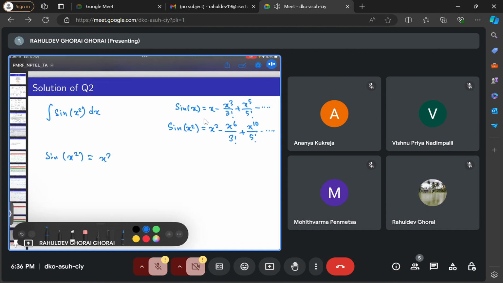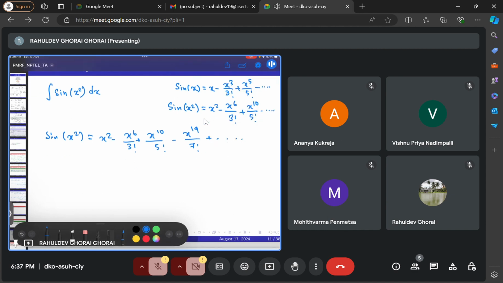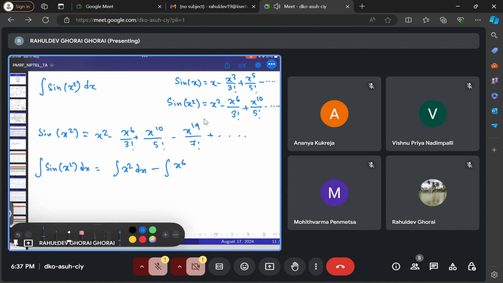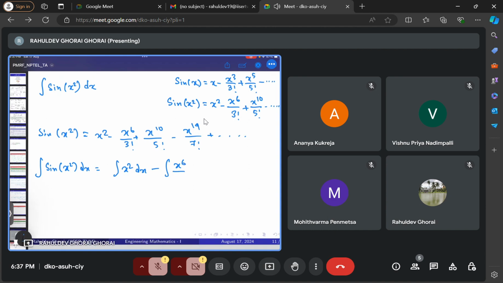Let's write a few more terms, then you will understand. It will be x square minus x to the power 6 by 3 factorial plus x to the power 10 over 5 factorial minus x to the power 14 over 7 factorial, and keep on going. So it is a series. Now if we integrate, for each term, x square dx minus x to the power 6 over 3 factorial dx, and so on.